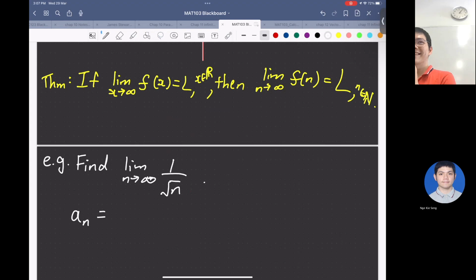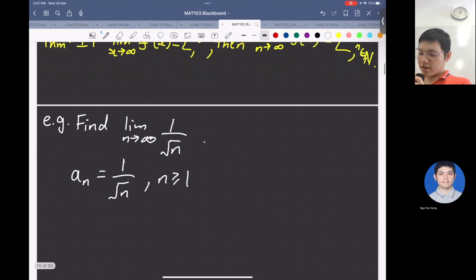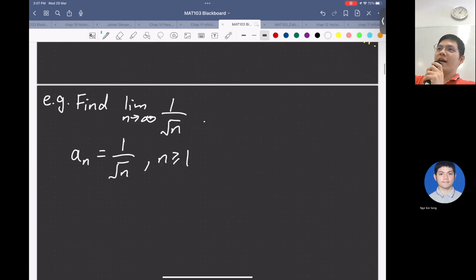A equal to 1 over square root n. It doesn't say where it starts, so we'll assume it starts from 1. So the idea of limit is you see what happened at the far end.